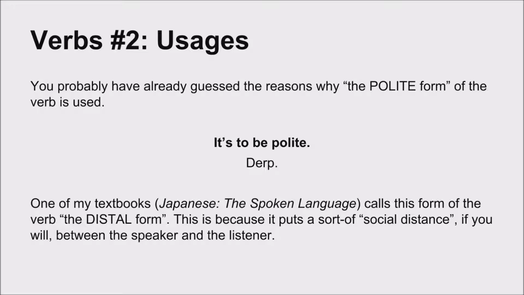One of my textbooks, the one that I used in college, entitled Japanese, the Spoken Language, it's a great book if you have a native speaker to coach you through it, calls the mas form the distal form, which is a weird word. There's no distillation going on. This dist comes from the idea of distance. The reason why they call it the distal form is because it sort of puts a social distance between you and the listener. So if I were to talk mas to you, it would be kind of like saying, I respect the fact that there is a distance between us socially. You and me ain't bros, yo dog.